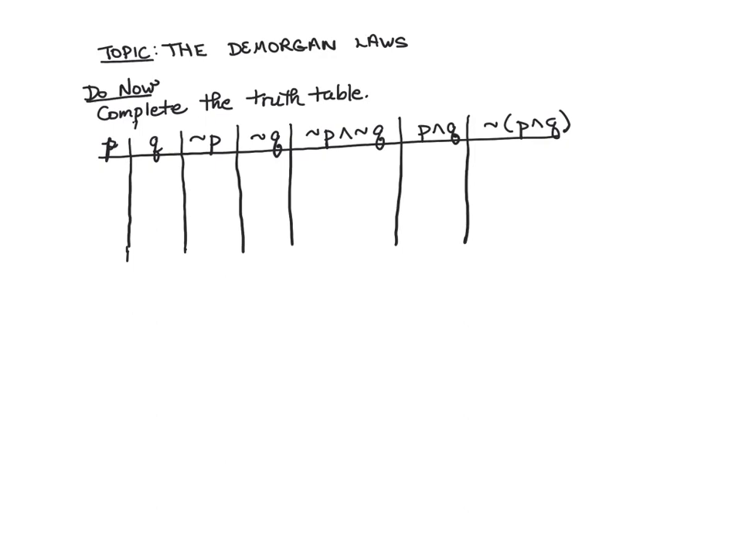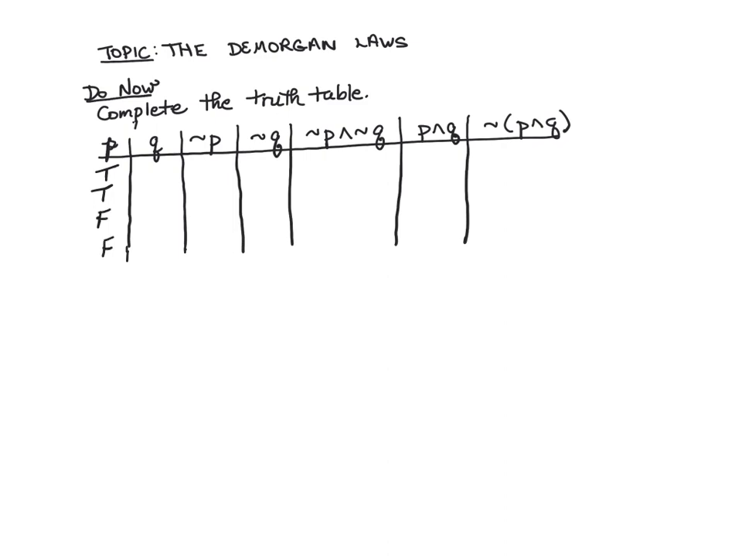Today we're going to discuss the DeMorgan Laws, and it has something to do with the negation of a conjunction and the negation of a disjunction. So to start us off, let's copy this truth table, and I'd like you to complete it. But remember, the P column should be true, true, false, false.